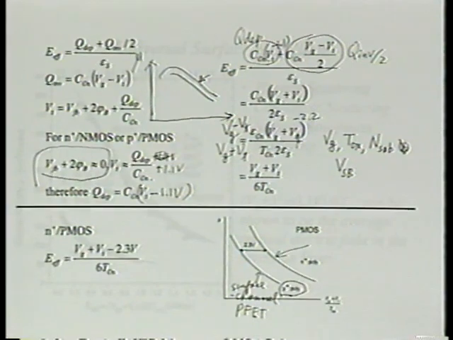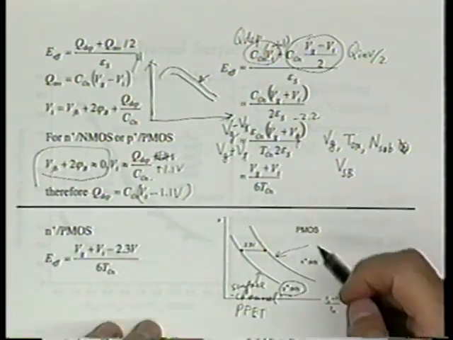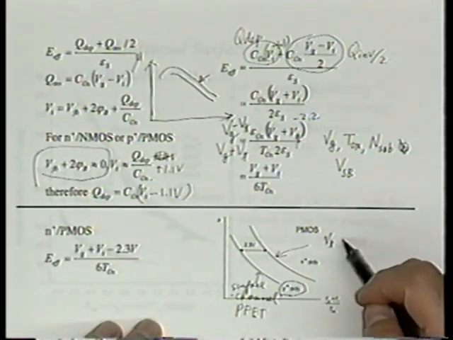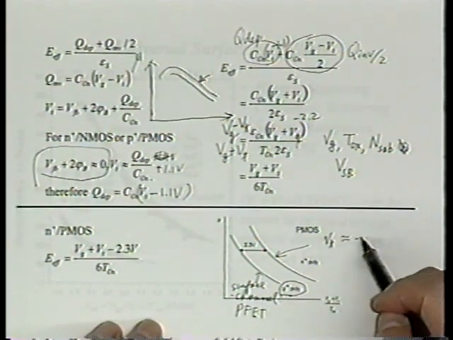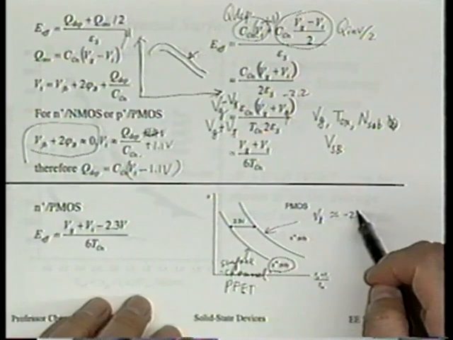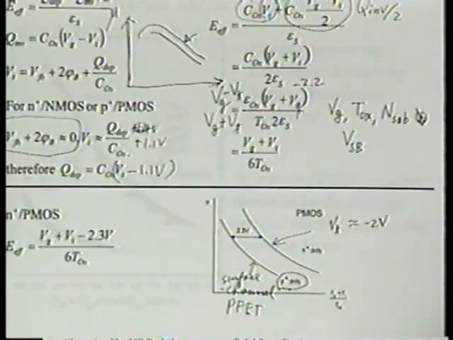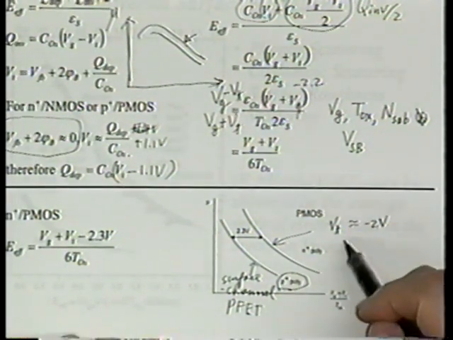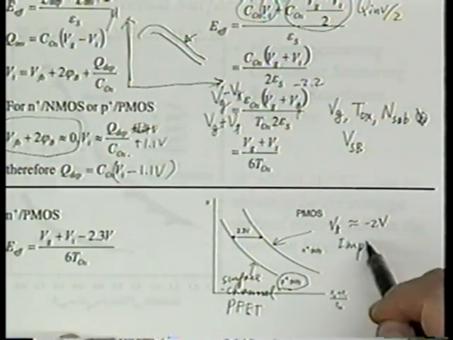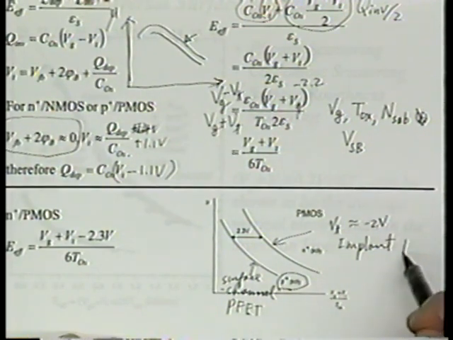Now, if you use N plus poly as the gate material for PMOS, what you will find is the VT normally, if you don't dope this heavily, will be very high. It's minus, say, let me call this 2 volt or something. Okay, depending on oxide thickness. I'm exaggerating this a little bit. All right? So in order to bring the VT down to what you want, the standard practice is you implant boron into the substrate. I think I did mention that.